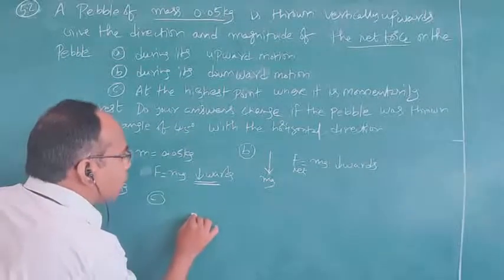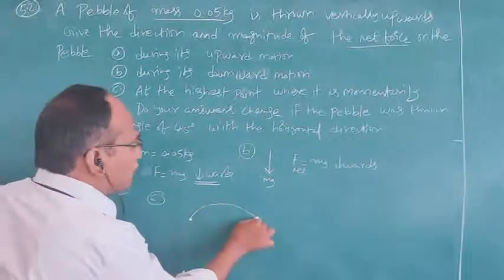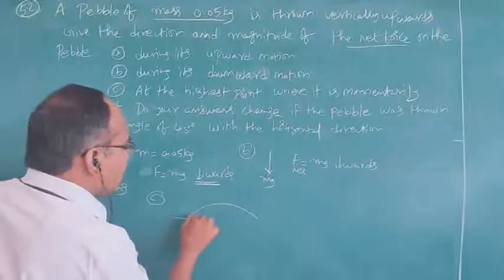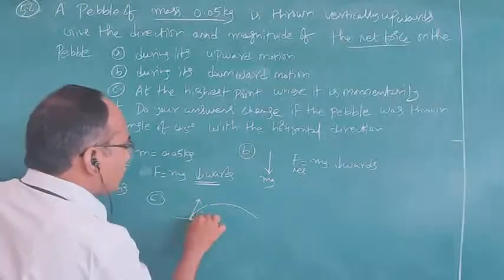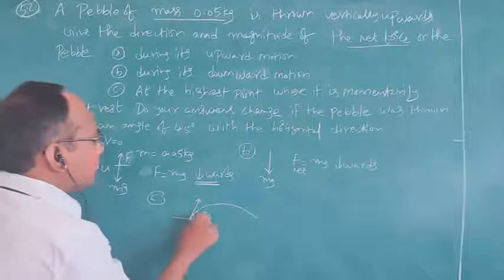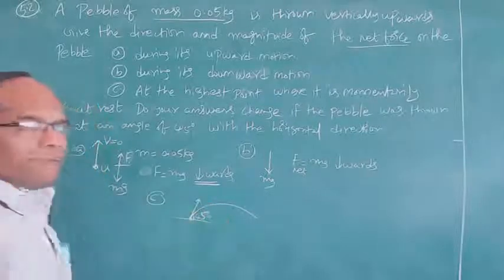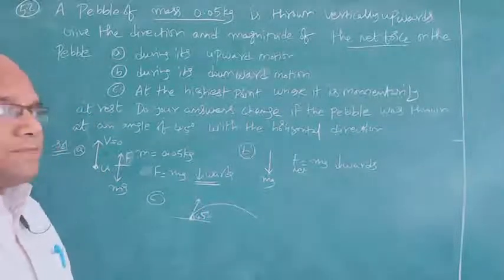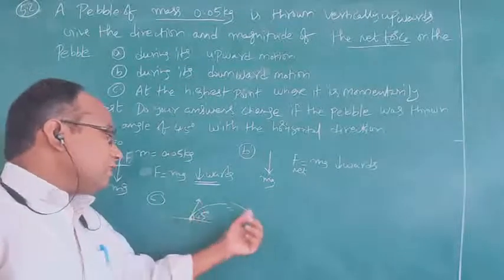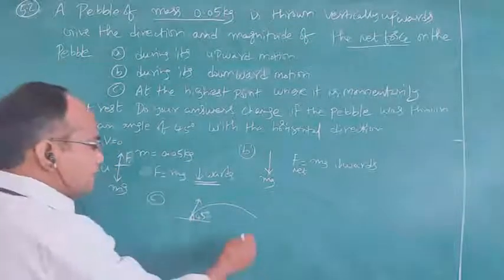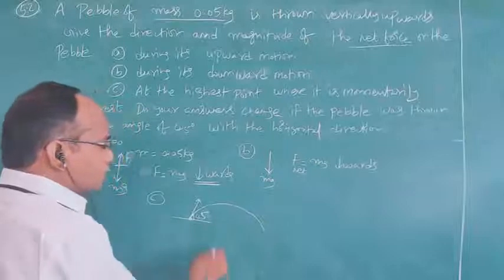Here the pebble was thrown at an angle of 45 degrees. This angle is nothing but 45 degrees. So 45 degrees means it is a projectile. When the object is thrown like this, what happens?